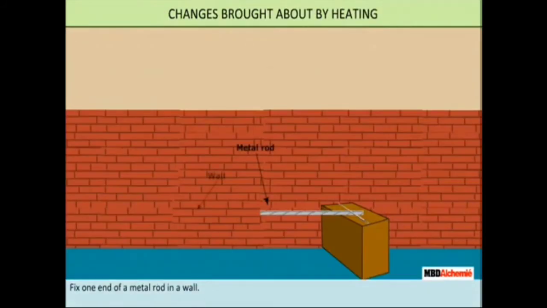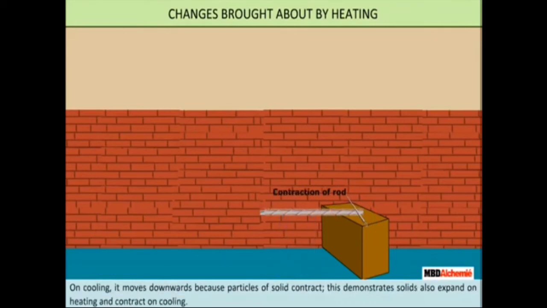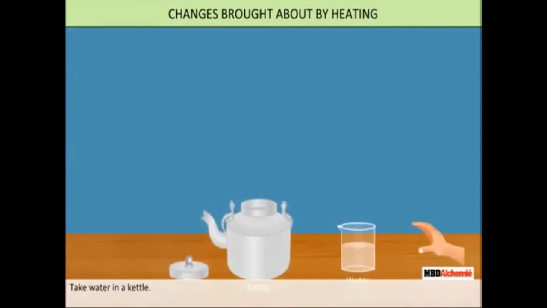Now, change brought about by heating. Place a wooden block under one end. Put a needle between the metal rod and the wooden block. Stick a pointer on the needle as shown in the animation. On heating the metal rod, you can see what happens. Because of the heat, the solid rapidly expands. On cooling, it moves downwards because the particles of the solid contract. This demonstrates that solids also expand on heating and contract on cooling. This can be reversed.